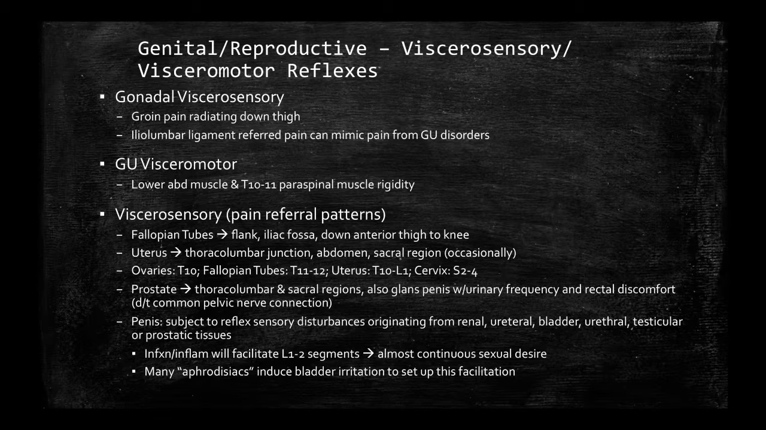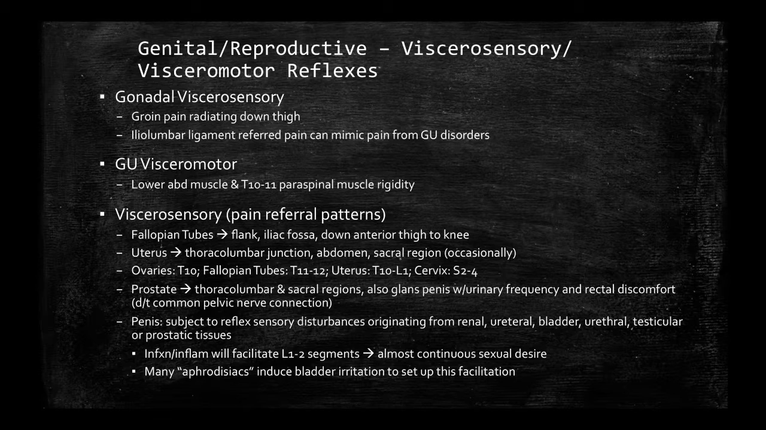Viscerosensory pain referral patterns, commonly for the fallopian tubes, is down the flank, iliac fossa, and down the anterior thigh to the knee. From the uterus, pain refers down the thoracolumbar junction to the abdomen and occasionally the sacral region. From the ovaries, T10 is the most common pain referral site. Fallopian tubes is T11 through 12. Uterus T10 through L1 and cervix S2 through S4.